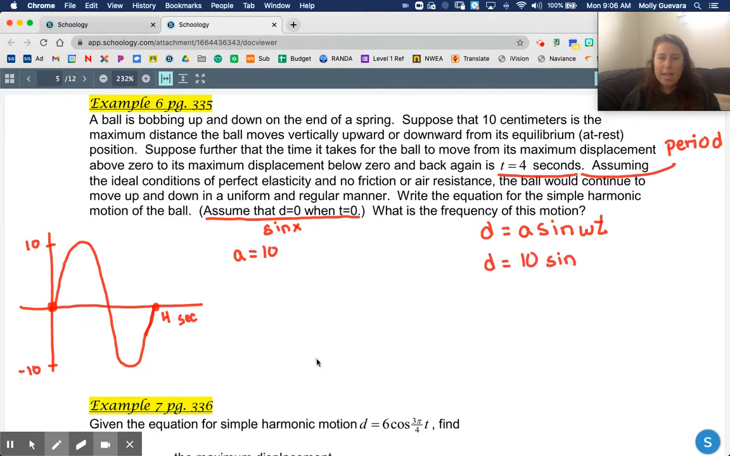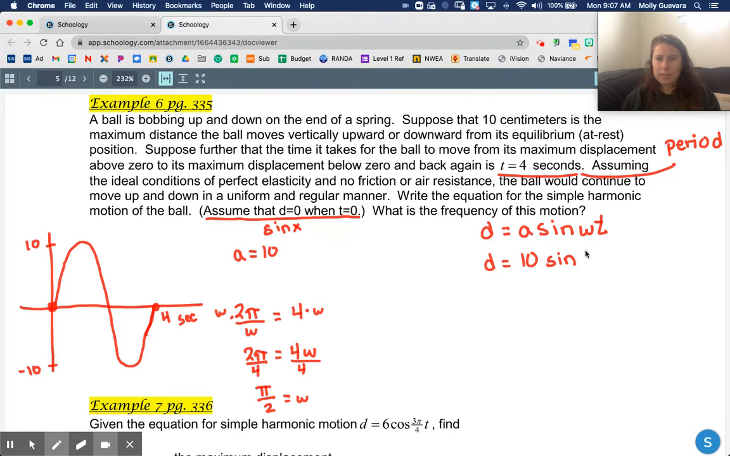I know that the period is 4 seconds, right? So the period is always 2 pi divided by omega, and I know that that is 4. So I'm going to solve this for omega. Multiply by omega, and I get 2 pi is equal to 4 omega. Divided by 4, divided by 4, and I get pi over 2 is equal to omega.